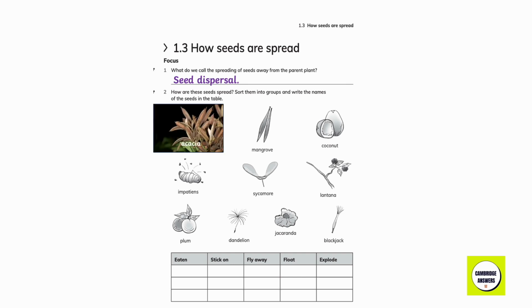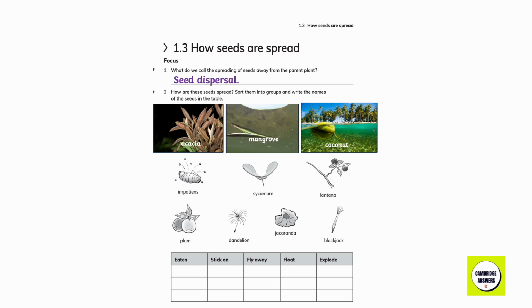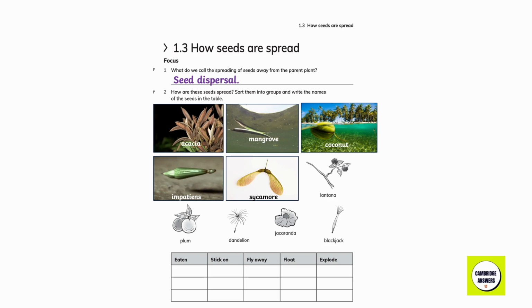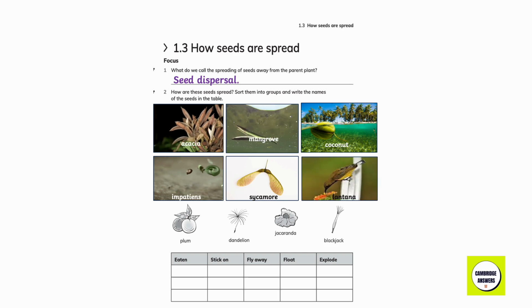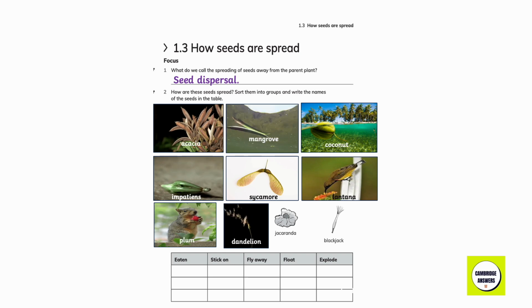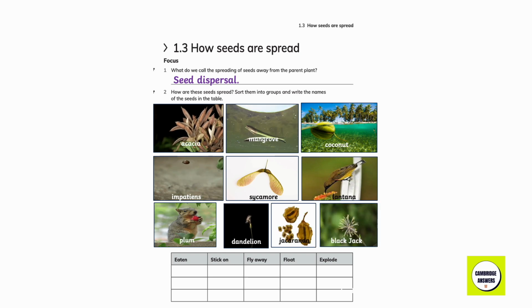Acacia, mangrove, coconut, impatiens, sycamore, lantana, plum, dandelion, jacaranda, and blackjack. Looking at the pictures, it's very easy for us to put the seeds in the correct column.